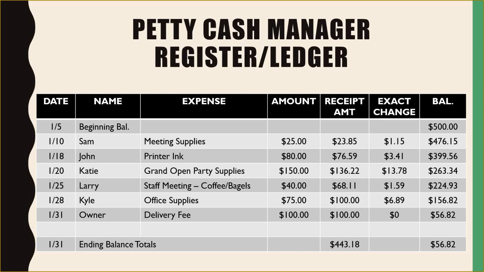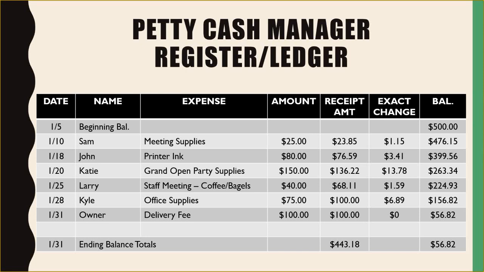But check this out. At the end of the day, you have total receipts equaling $443.18. So we're at the end now, and we have a total cash remaining of $56.82. Add those up together, what do you get? You get $500, which is exactly what you established the petty cash drawer for. So now, my petty cash drawer at the end of January is low on cash and full of receipts.